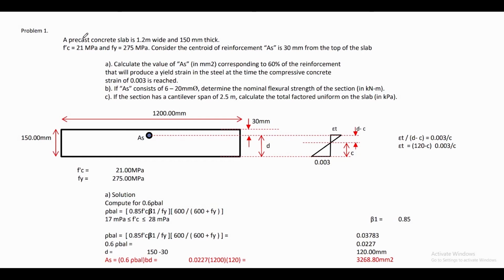We will now begin solving problems in our current topic, that is ultimate strength design. For problem 1, a precast concrete slab is 1.2 meters wide and 150 mm thick. f'c is 21 megapascal and fy is equal to 275 megapascal. Consider the center of reinforcement, As, is 30 mm from the top of the slab.